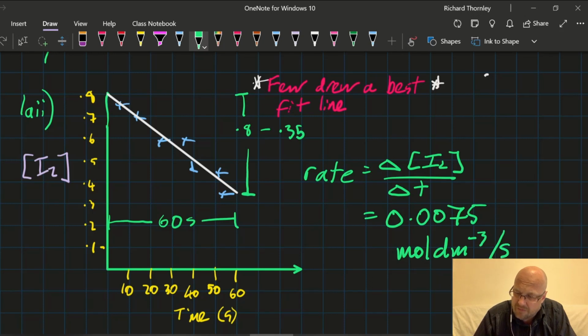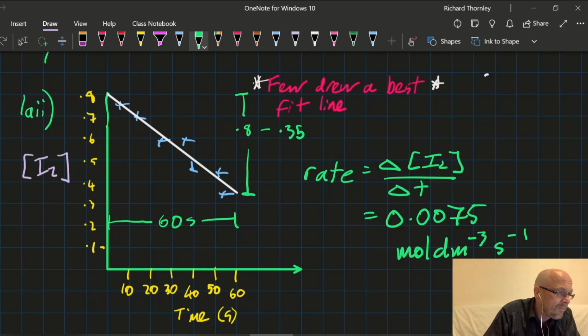Ooh, looks a bit grim. Let's put per second. Is that good enough for the IB? It is. Anywhere between 0.007 to 0.008, we've got you that point. Is it just 1 point? Yeah, so what's the second point for? One for the line and one for the number. Didn't need the units. Next question.